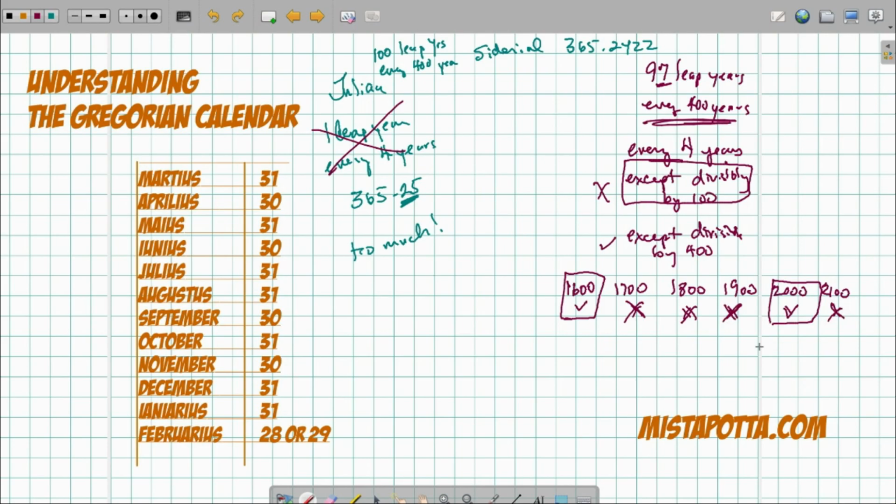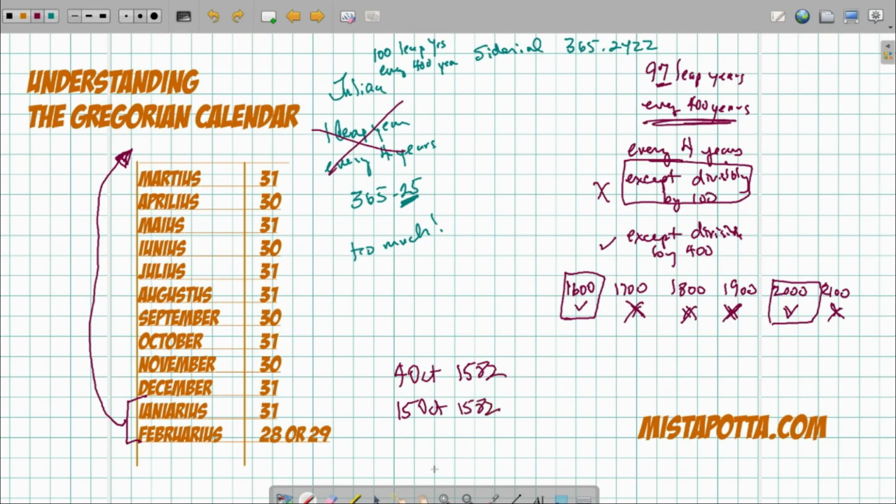And the other thing we're going to do is we're going to take January and February and make them the beginning of the year. So now they are actually at the beginning of the year. It's January, then February, then March through December. And we're going to make this change on the 4th of October, 1582, which means the next day, tomorrow, is going to be the 15th of October, 1582.